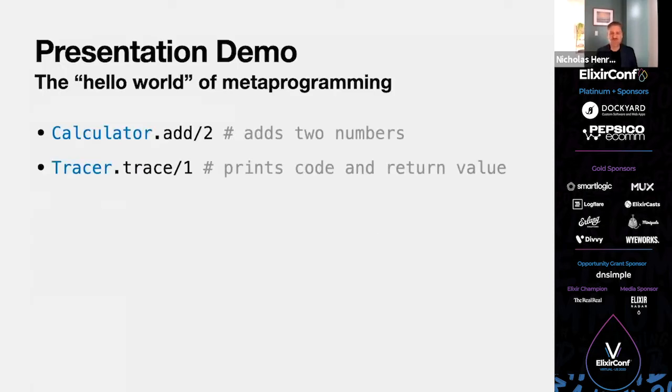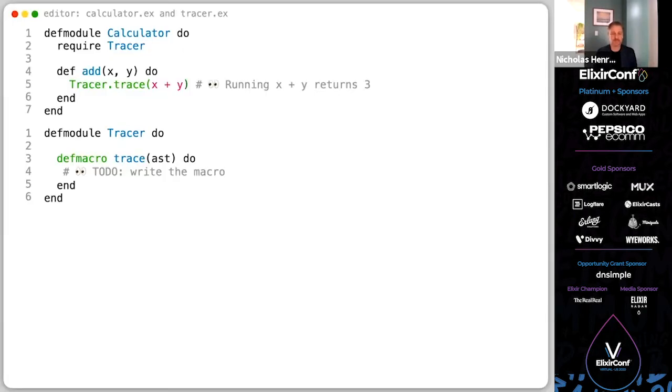This demo, you could consider the hello world of metaprogramming. It's not original, but it's a great example. And we have a calculator module in our demo that adds 2 numbers together, and a tracer module that contains a macro that will print the expression that we pass to it and return the value. The neat thing about this demo is that you could not perform this with a normal function. You have to use a macro to meet these requirements.